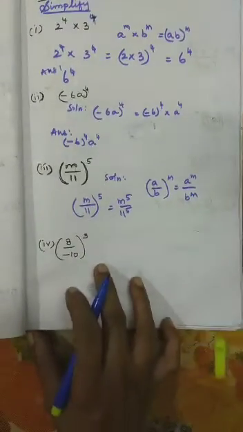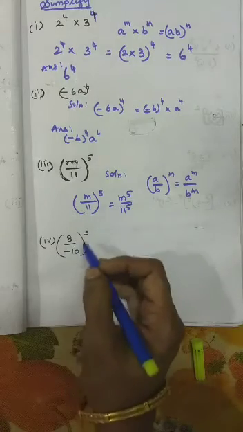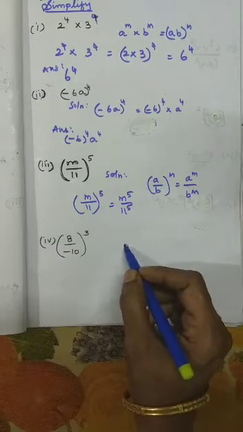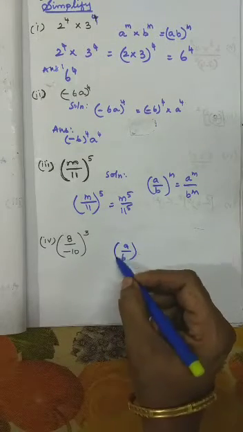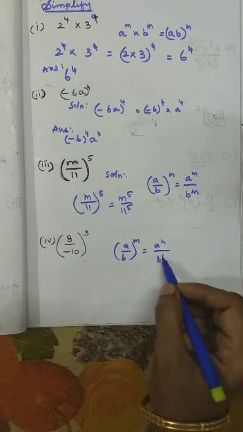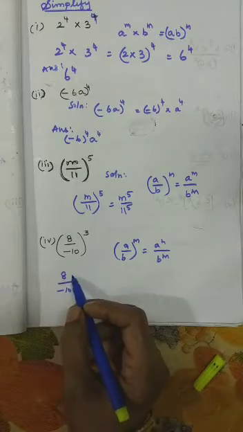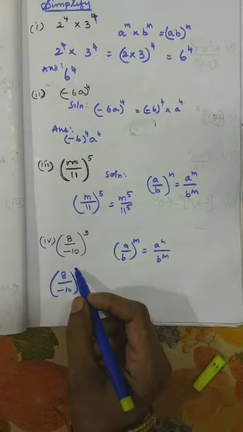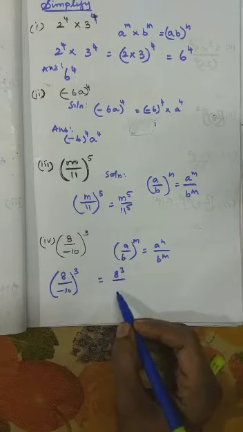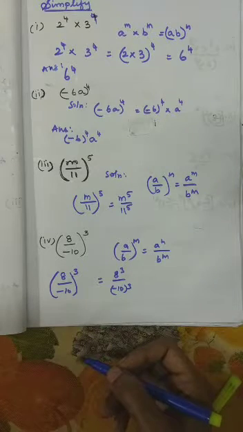Okay. Then the fourth problem. 8 by minus 10 the whole power 3. Here also we are using the same formula: a by b the whole power m equals a power m by b power m. So 8 by minus 10 the whole cube is equal to 8 cube by minus 10 the whole cube.